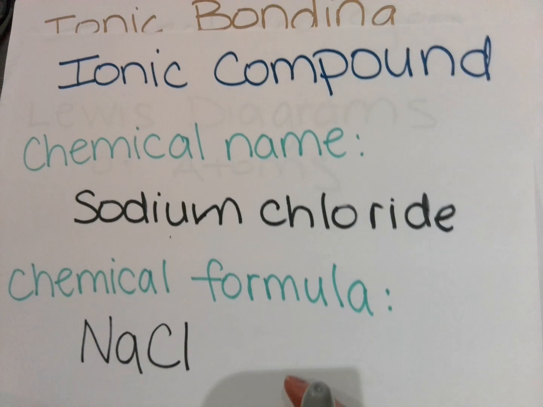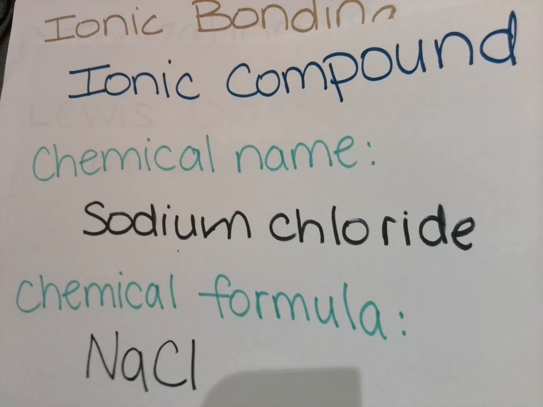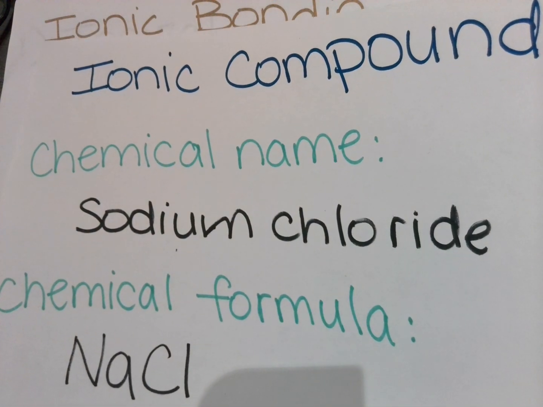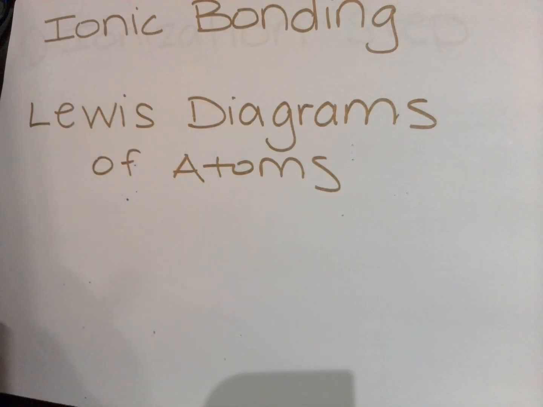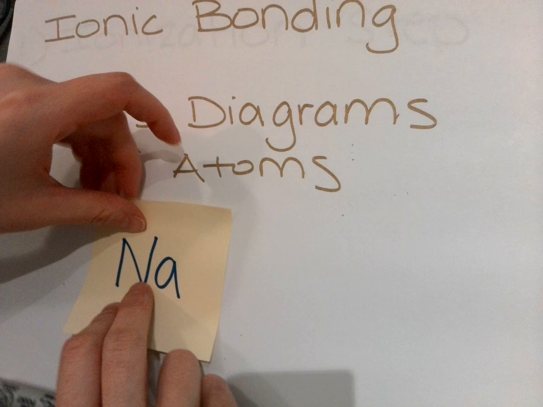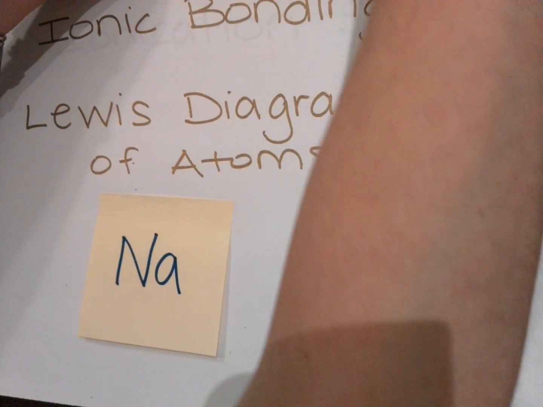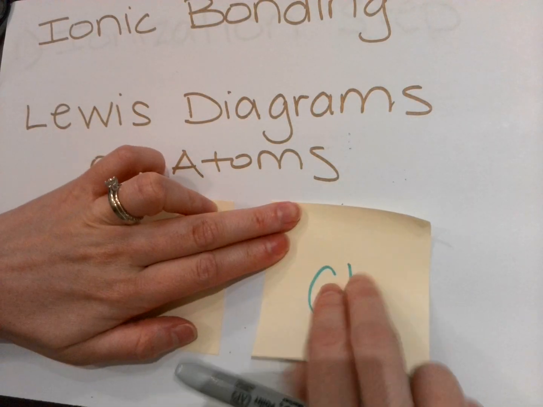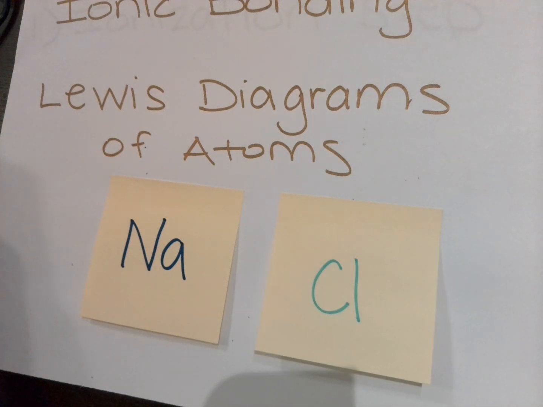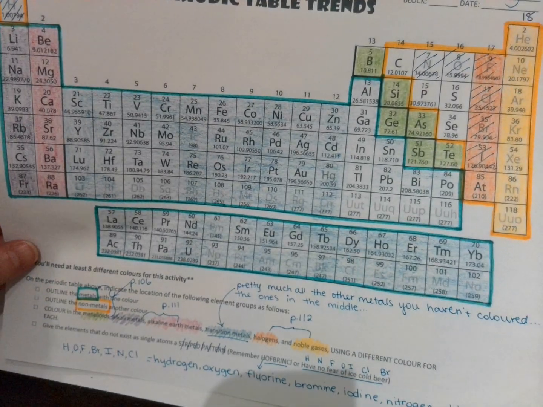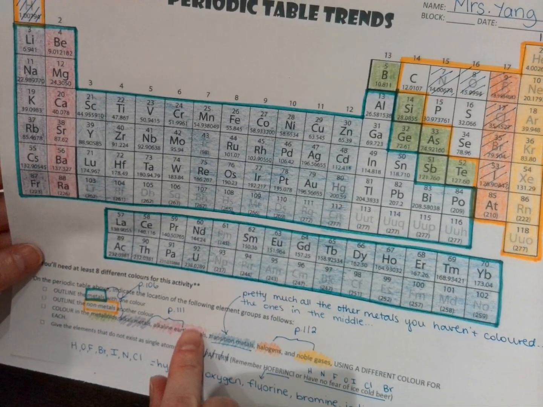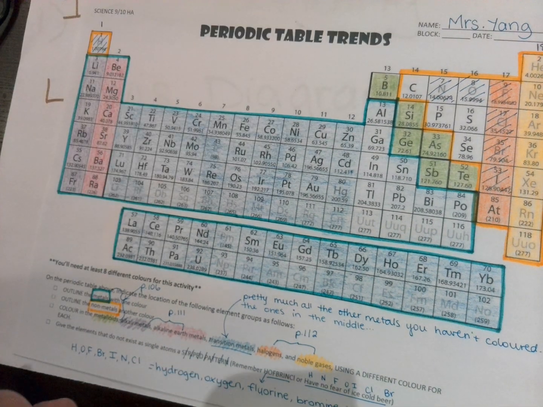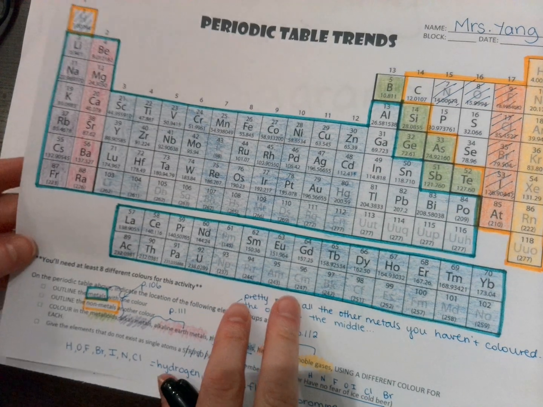Moving on, we're going to create some Lewis diagrams for sodium and chlorine, for sodium chloride. So what I'm going to do is have this for sodium right here, and this one is for chlorine right here. And once again, we're going to be referring to our periodic table. Just a reminder, a quick way to find out the number of valence electrons, you could look at your assignment that we did last week, but you could also look here.